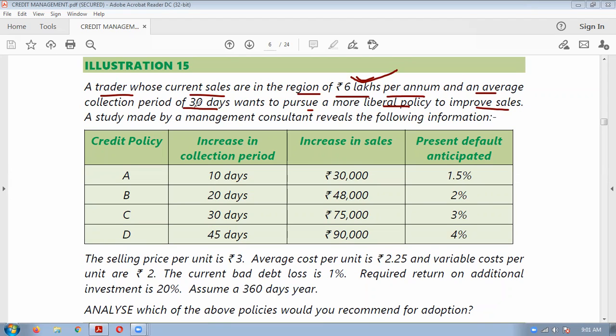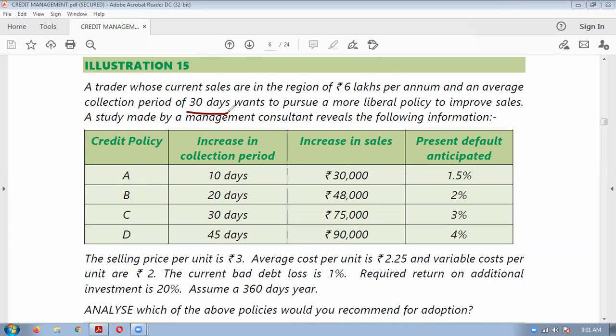Now, this trader wants to make his credit policy a little more liberal. Means he wants to increase this credit period from 30 days. Why is he thinking so? Because he thinks that it will improve his sales. If he gives more credit, then his sales will increase. So the present policy is 30 days.